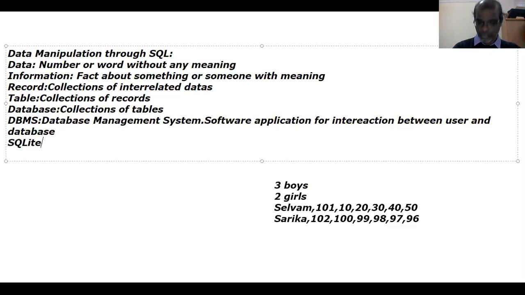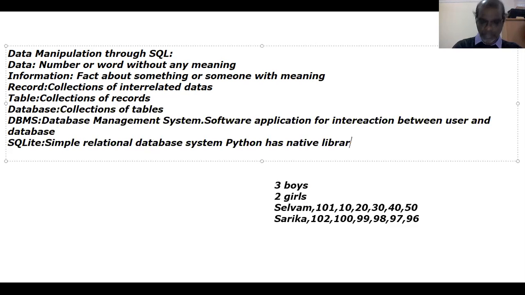One more time, SQLite. What is this? The simple relational database. Relational database management system, or RDBMS. Python has a native library for SQL. This is a simple database management system. So, what is SQLite? SQLite is a simple database management system. Why are we studying only SQLite? Because Python has a native library for SQLite.